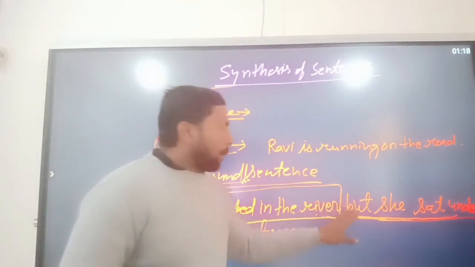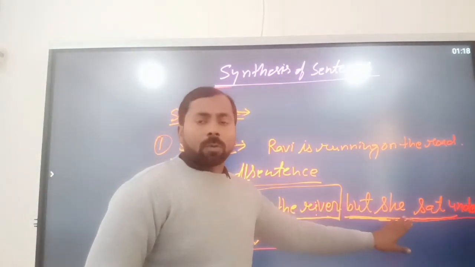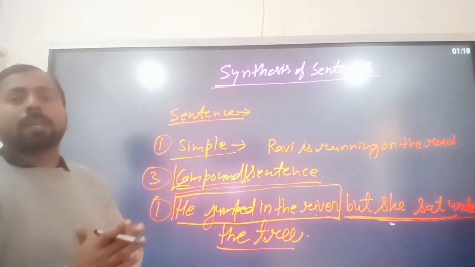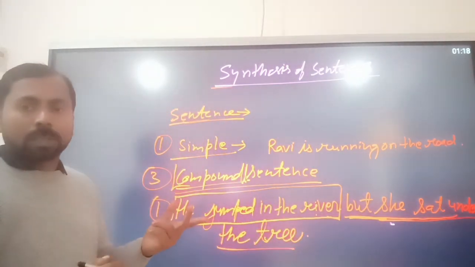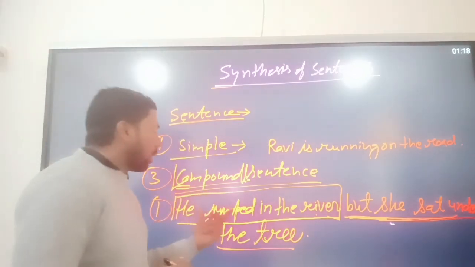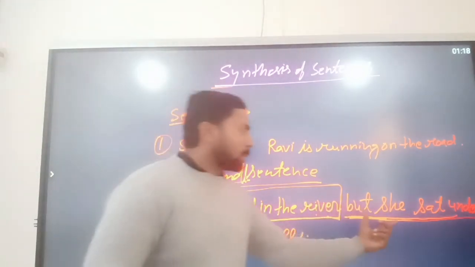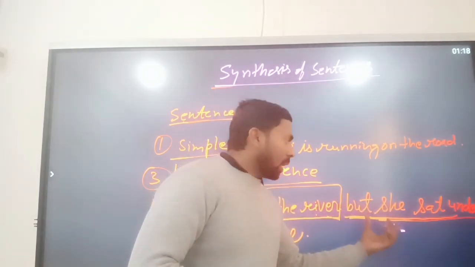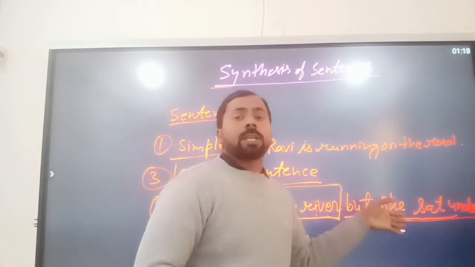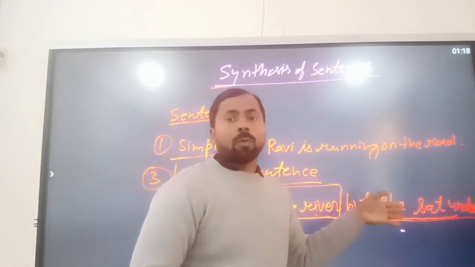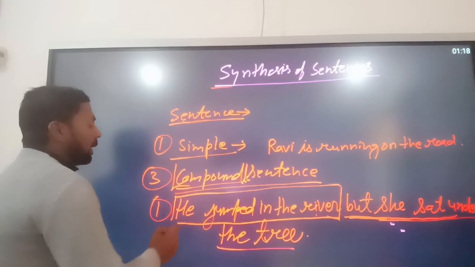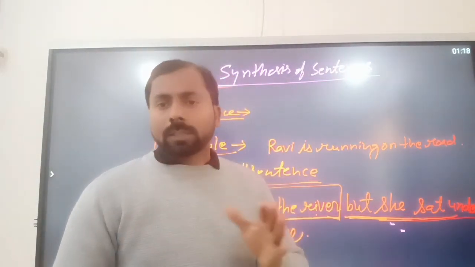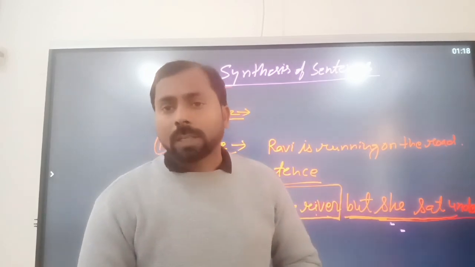But here, "but" is used with these sentences. So it is also known as a principal clause, but in this sentence we have two simple sentences, two principal clauses. Why? Because each principal clause expresses an independent meaning. There is no dependence on the first sentence, so it is also an independent sentence. So it is a coordinate clause. When two independent sentences make a single sentence, that is known as a compound sentence.